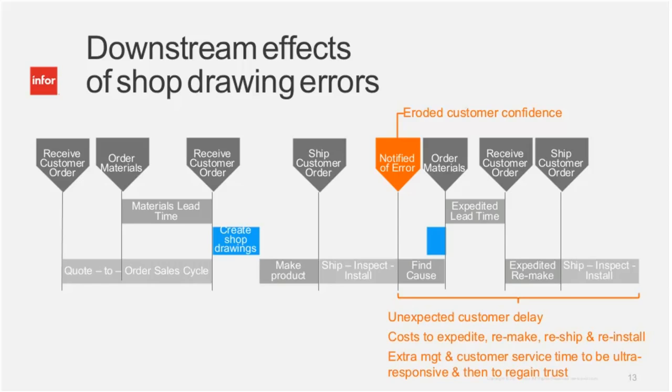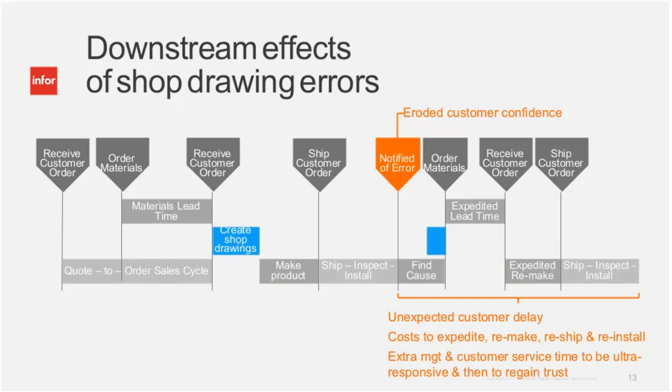To fix the problem requires a tremendous amount of time and cost. We've got to find the cause of the problem, recreate new shop drawings, which is the second blue bar, expedite the material lead time, remake the product quickly, and then ship it. Not only does this eat into product margins, but it also erodes the customer's confidence in their supplier and reduces the chance of future business. This means there's a big incentive to eliminate these errors in the shop floor drawings.